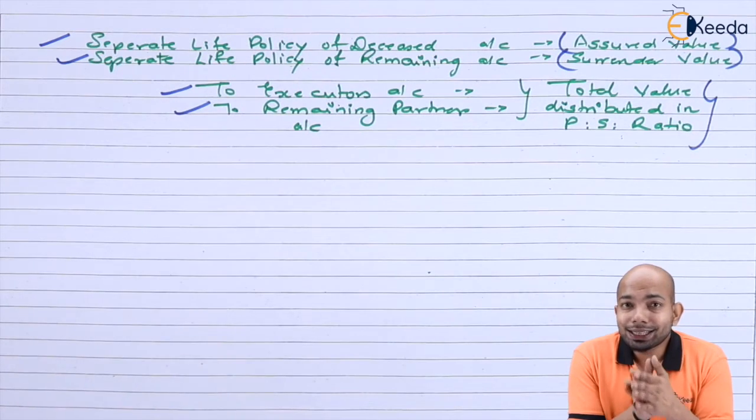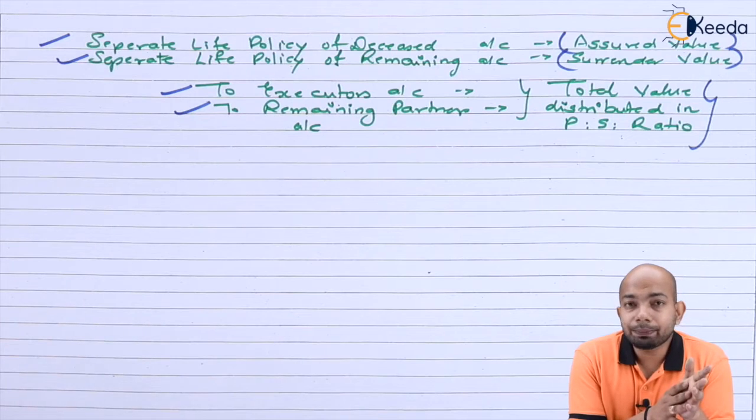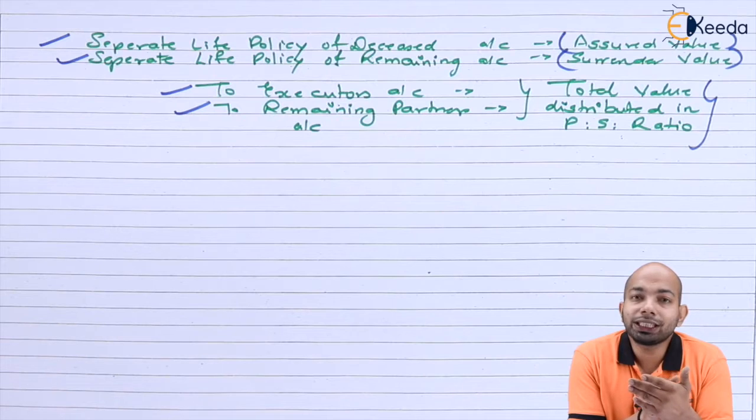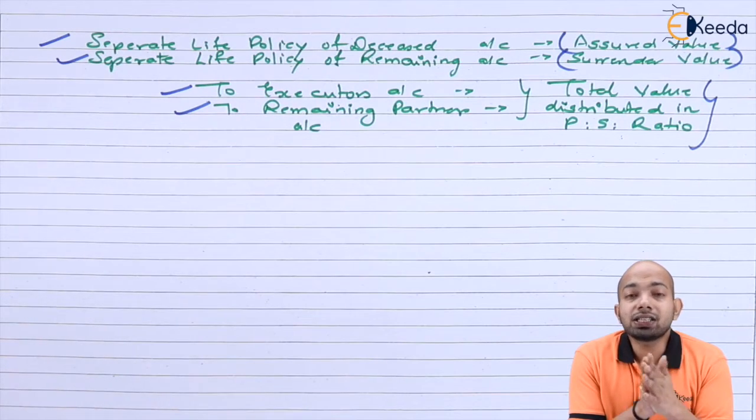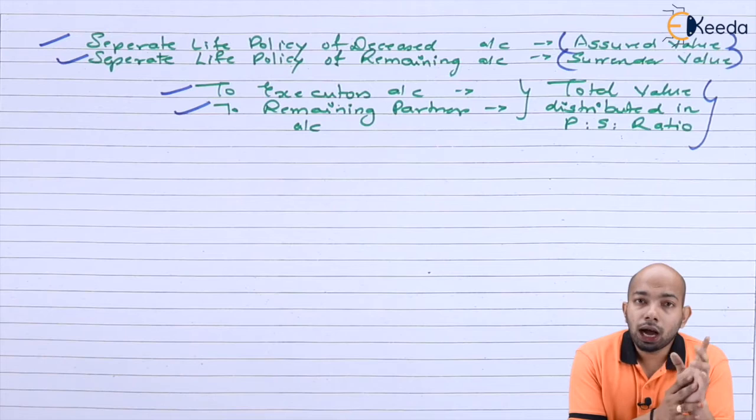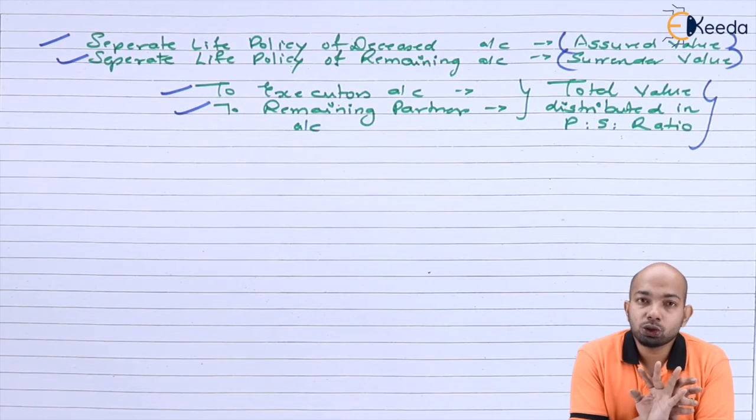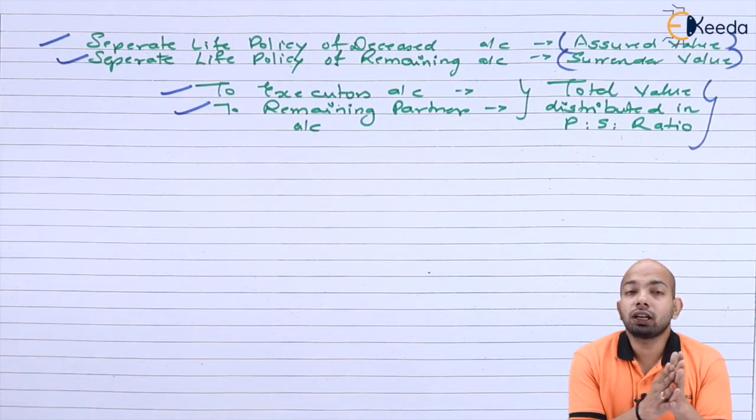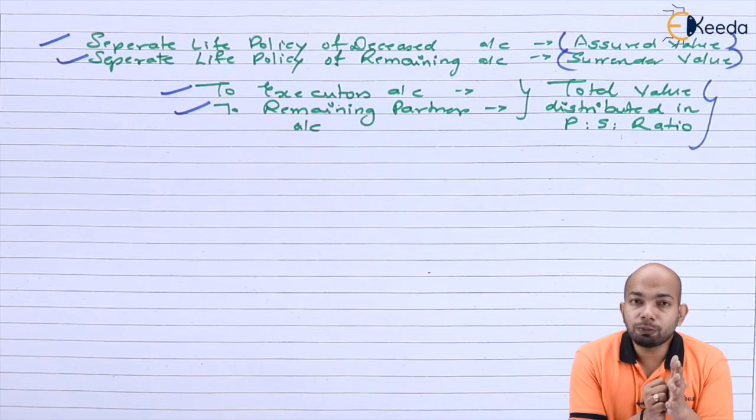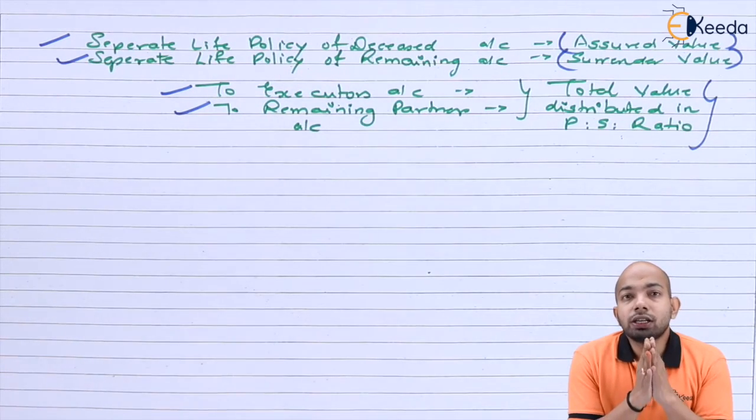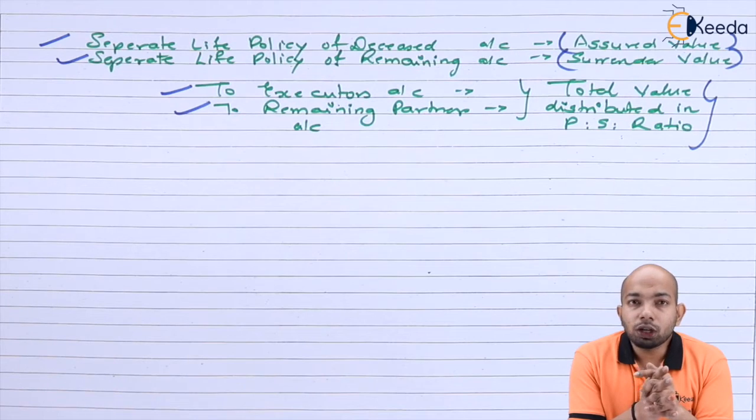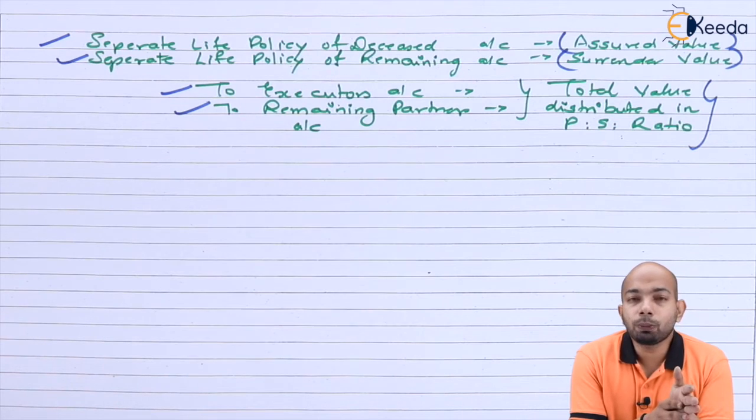So you can see in such a scenario where a separate life policy has been mentioned, it has to be dealt with in this specific way. I hope these journal entries give you a lot of clarity about how to deal with separate life policy in the first place. What are the journal entries that you have to pass? What are the assured and surrender values that have to be taken into consideration? And how the clubbing or mixing of both these things will lead to distribution of all this amount between the existing partners and the executors in the profit sharing ratio accordingly.